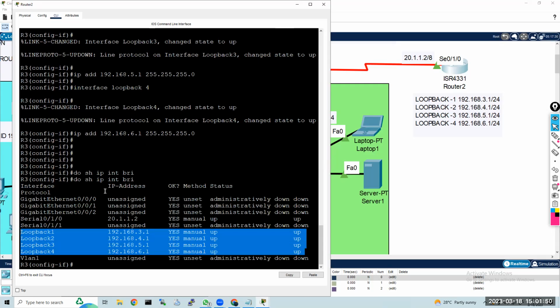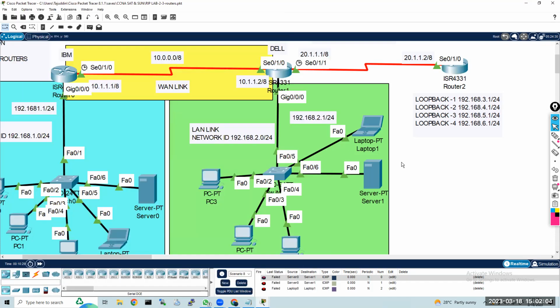What are those loopbacks for that router? These loopbacks are virtual interfaces. They are used for testing. Okay, so let me explain this. Why loopbacks are used is very important.